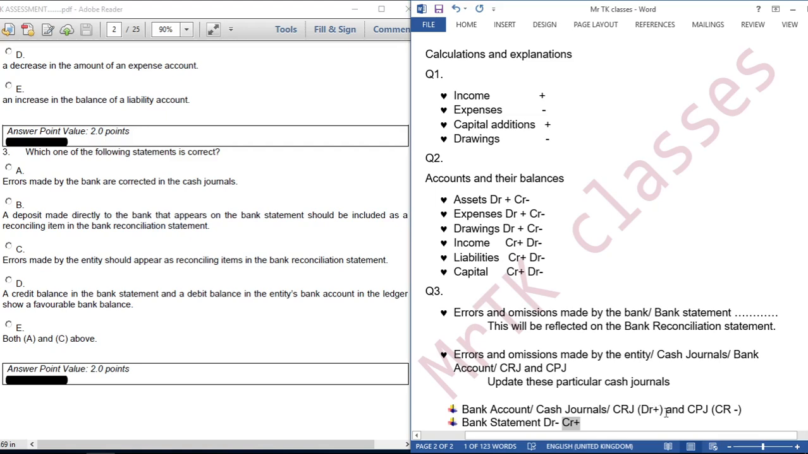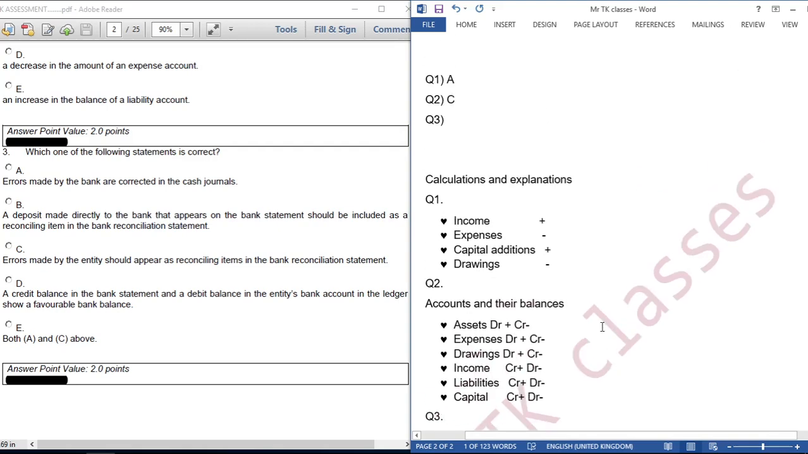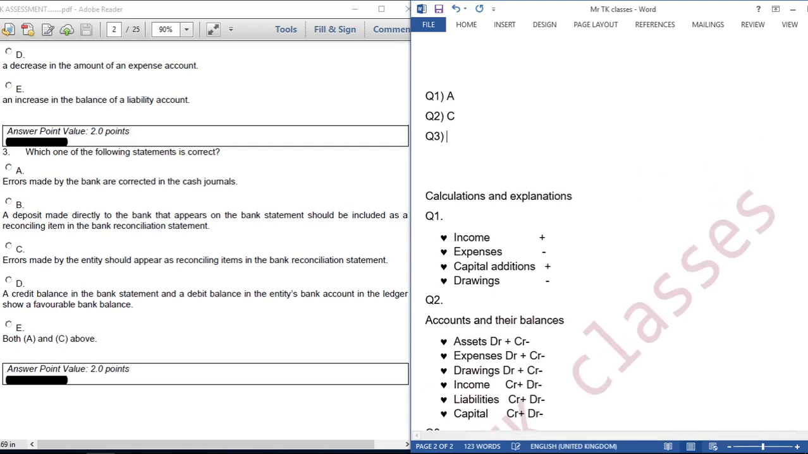Show a favorable bank balance. Yes, we can see that debit here in the entity's bank account is plus, and credit here in the bank statement is plus. So it means that it shows a favorable bank balance. So our answer there on number 3 is D.